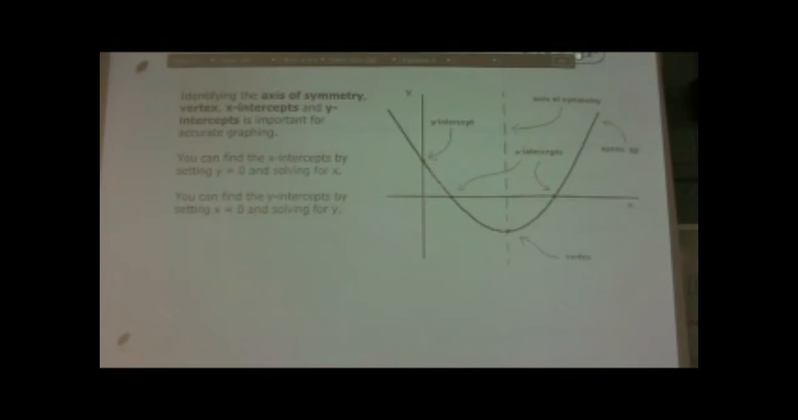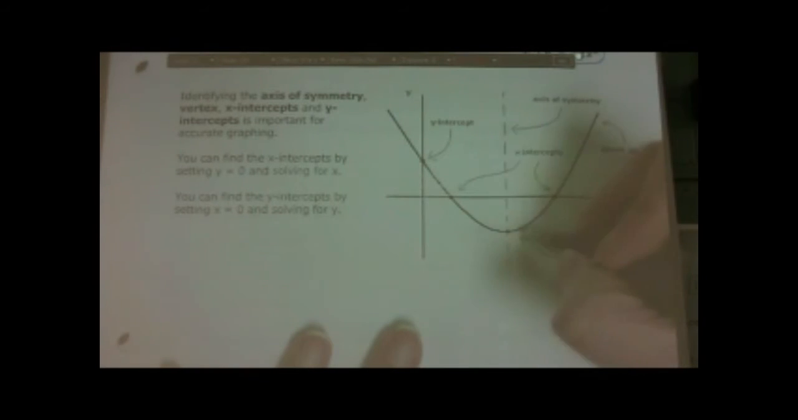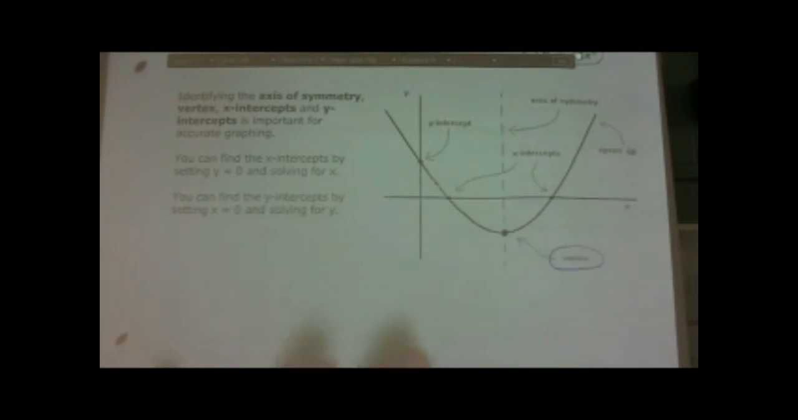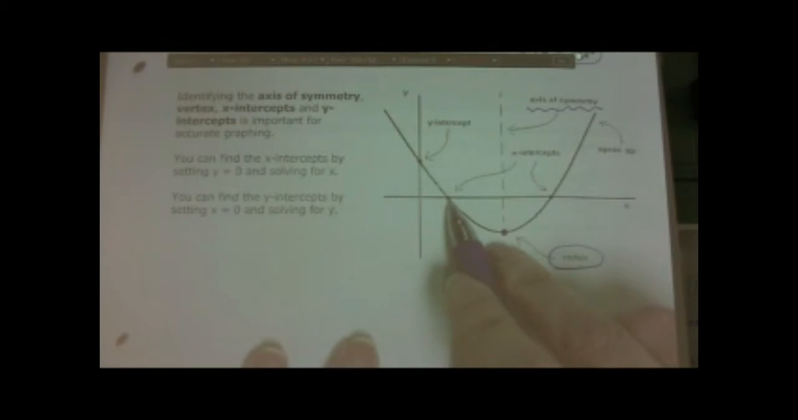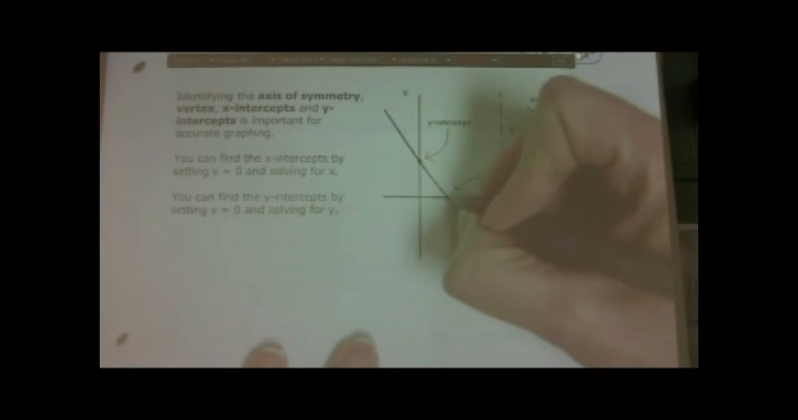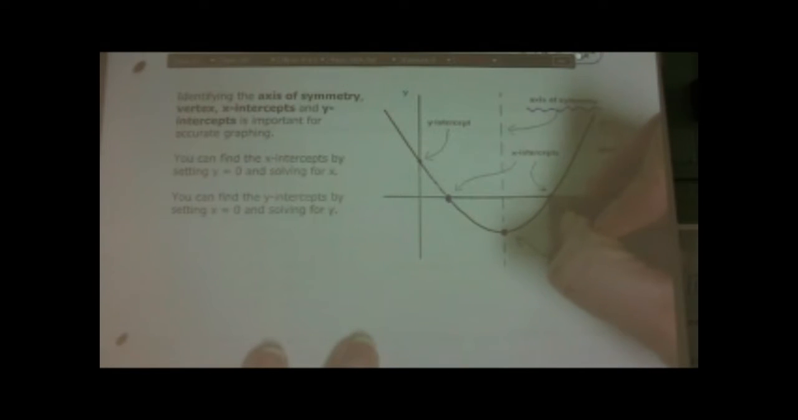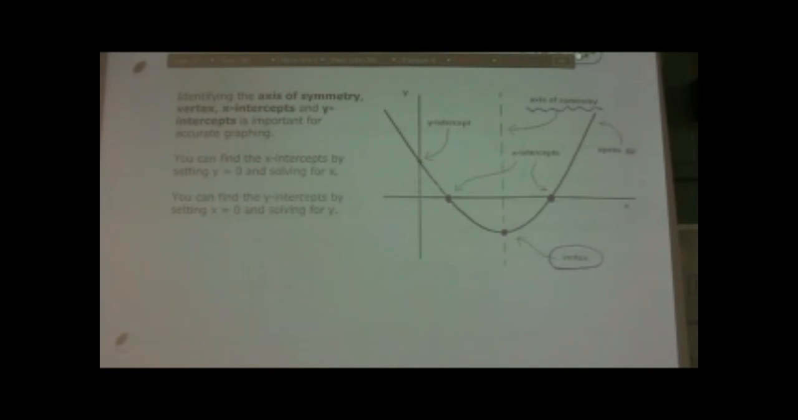So if you go to the graph at the bottom of the page, we're going to talk about some things. First of all, we've got this parabola right here. This is the vertex. All right? This line right here, the axis of symmetry. The points where the graph crosses the x-axis are the x-intercepts. There may be 2 of them, there may be 1 of them, there may be none of them.